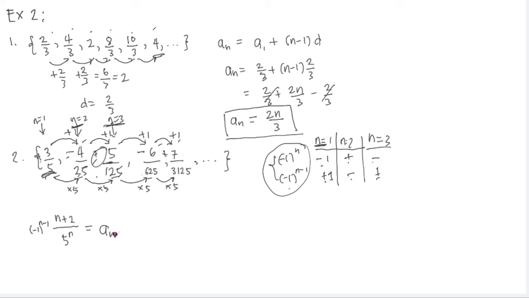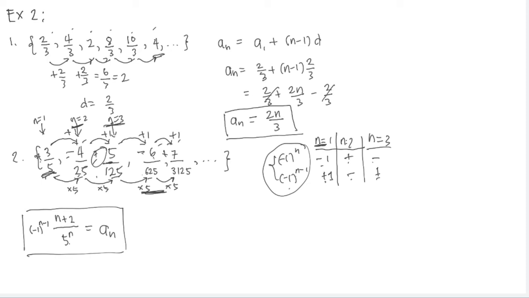Just to check, let's check the fourth term. So for the fourth term, if we use 4, 4 minus 1 is 3. Negative 1 to the 3 is negative. So it's correct, negative. 4 plus 2 is 6, correct. 5 to the 4 is 25 times 25, 625. So that's correct. So indeed, this is the general term for the sequence.